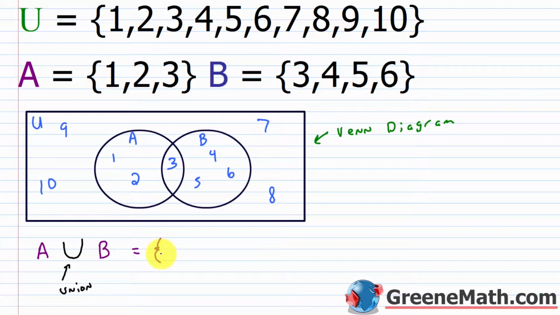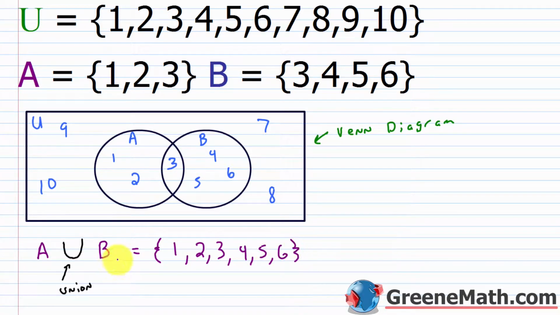But with one key thing here. We don't want to double list anything, okay? So if I put in all the elements from set A, that's 1, 2, and 3, then all the elements from set B, I've already listed 3. I don't need to list it again. So then just 4, 5, and 6.